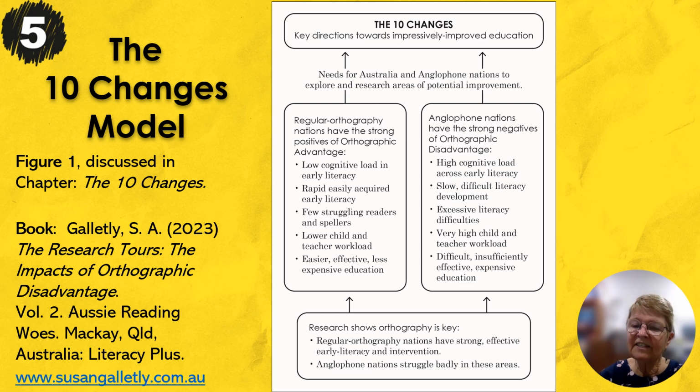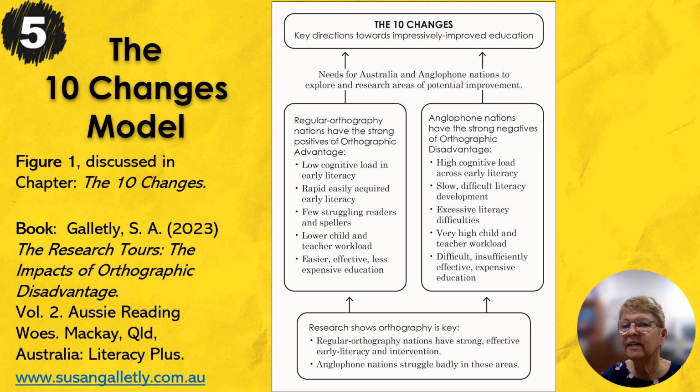Okay, on the left-hand side, lower child and teacher workload. On the right, extremely high child and teacher workload. On the left, easier, effective, less expensive education. May I say that again? Less expensive education. Okay, 37 kids in a grade 1 Japanese classroom, and the children are highly literate and independent learners. Okay, on the right-hand side, difficult, insufficiently effective, expensive education.